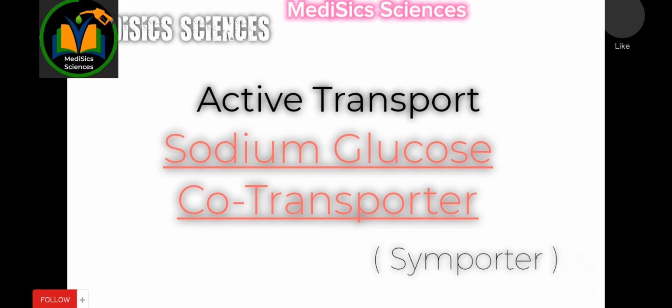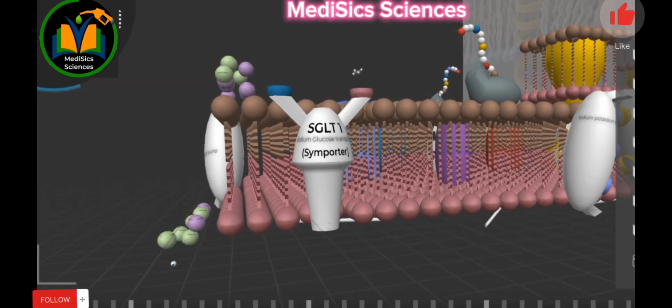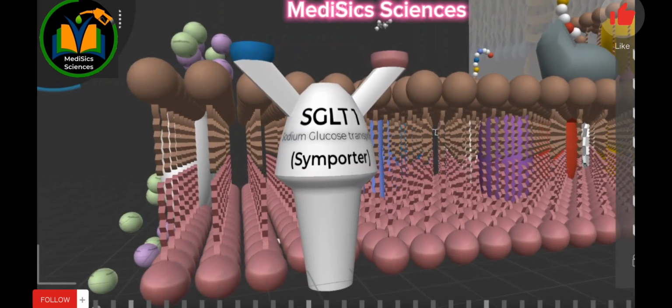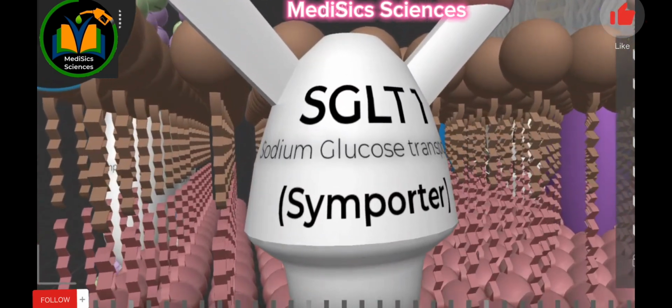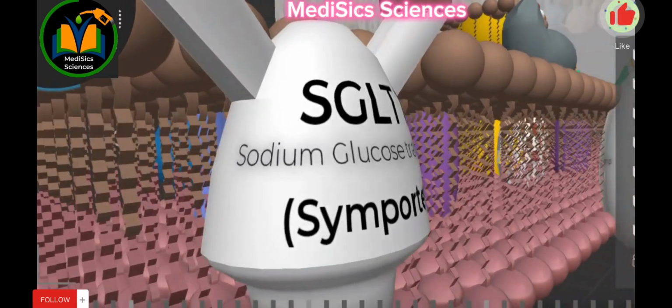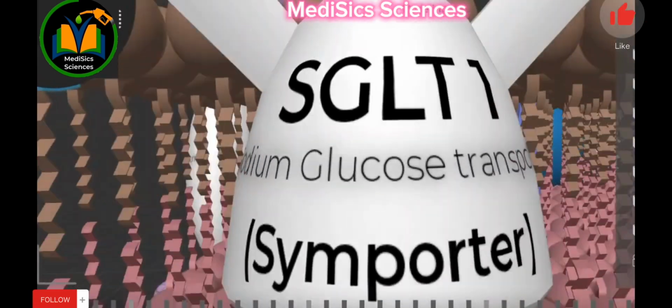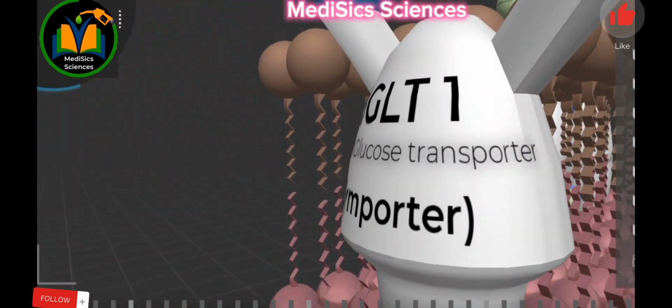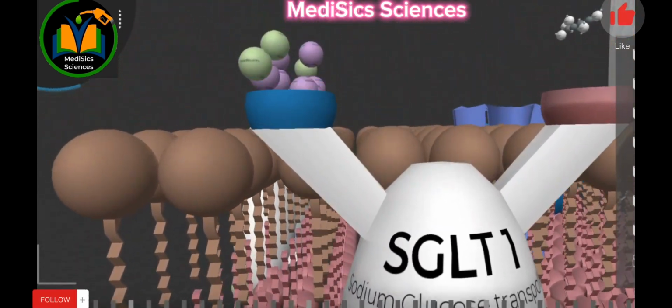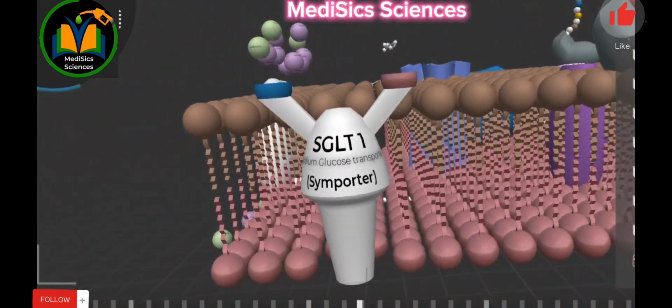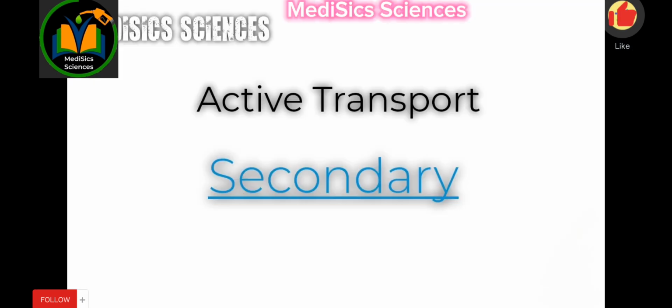Sodium glucose cotransporter. This is sodium glucose transporter. It is also called SGLT symporter. Active transport involves the movement of molecules from lower concentration to the high concentration with use of energy. Secondary active transport.